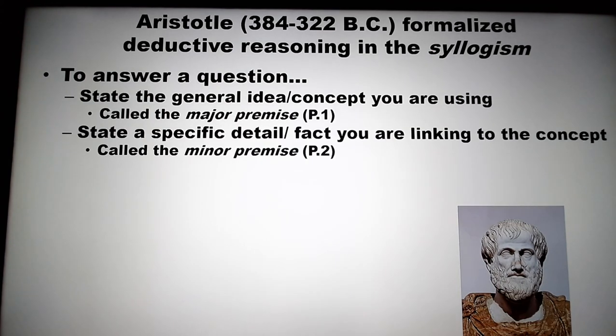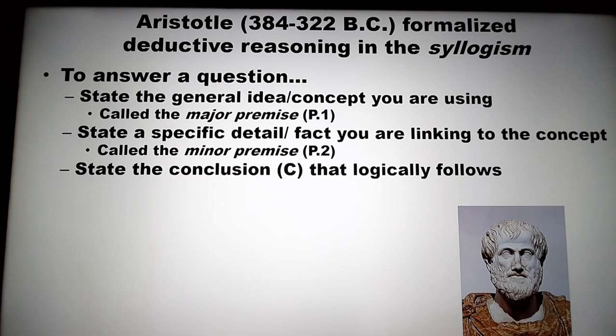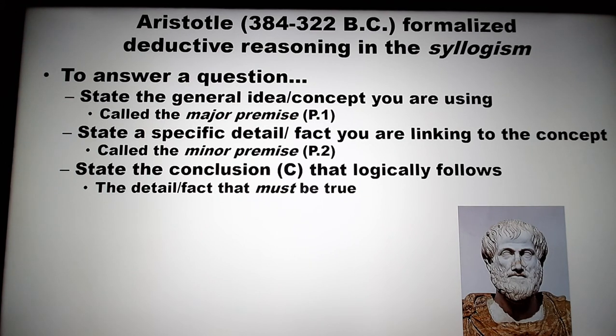Then you are to state the specific detail or the fact that you're linking to this concept. This is the minor premise, or P2. And finally, you state the conclusion, C, that logically follows from the linking of the major premise and the minor premise. And this is the detail or the fact that must be true based on the general idea and the specific detail.